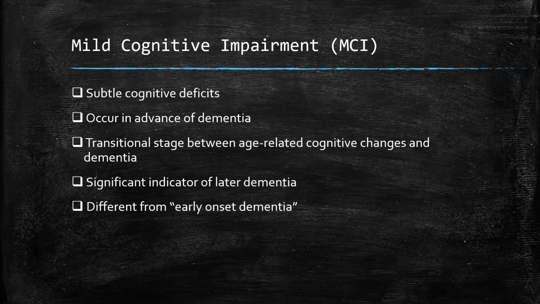It's kind of a transitional stage, or that's what researchers see this as sometimes, between age-related cognitive changes and dementia. So it's almost like the next step sometimes in individuals. This is different from early onset dementia.